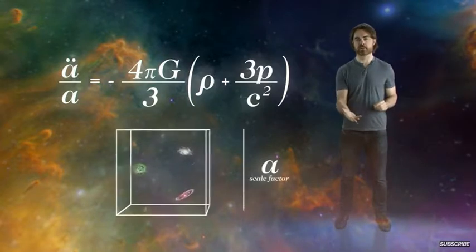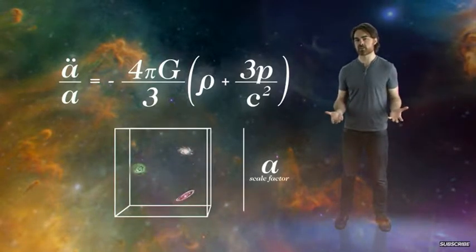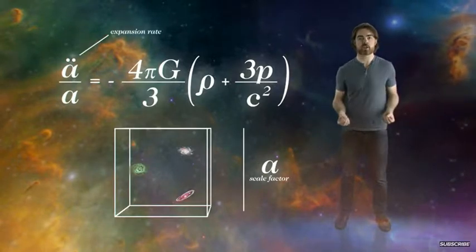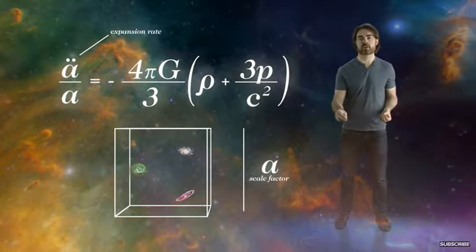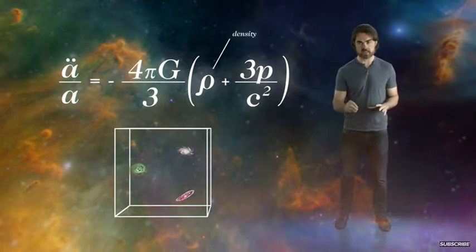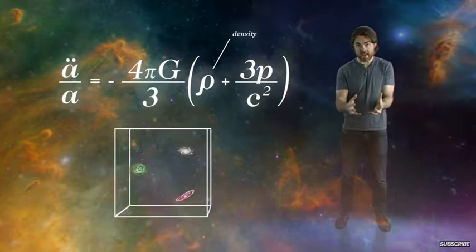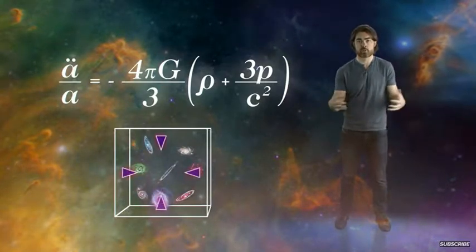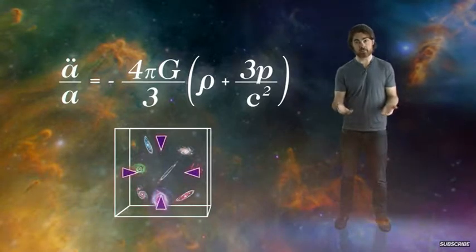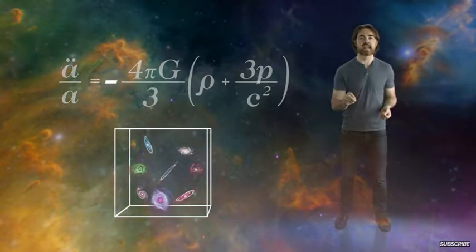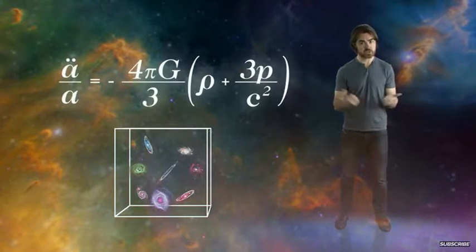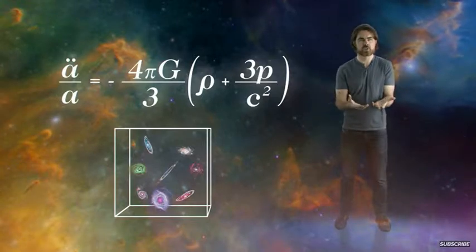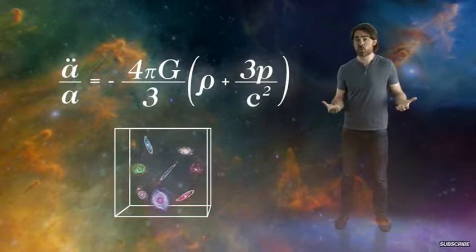A is the scale factor, sort of like the size of the universe. And A double dot is the rate at which the expansion is changing. It's the acceleration of the scale factor. It depends on the density here, rho. The more matter and energy in the universe, the harder gravity pulls inwards, trying to stop the expansion or speed up the collapse. That's this negative sign here. Positive acceleration outwards, negative inwards. This thing is in a real way just Newton's law of gravitation for the whole cosmos.